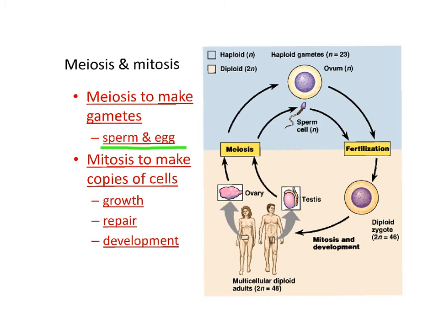Now remember, we did talk about mitosis. Some differences here. Mitosis makes copies of cells. It doesn't make gametes. It makes exact genetic copies of cells, and that's for growth and repair and development of tissues. Meiosis, remember, its sole purpose is to make sperm cells or egg cells. And it's happening where? It's happening in the ovaries or the testes. Only location for meiosis in our bodies.